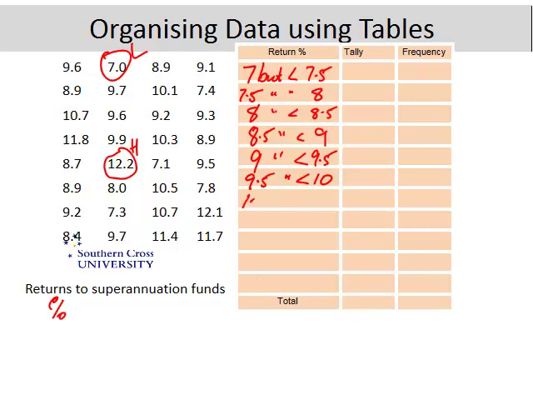and then we go from 10 up to but less than 10.5, and then we go from 10.5 up to but less than 11, and then we go from 11 up to but less than 11.5, and then 11.5 up to but less than 12, and then from 12 up to but less than 12.5.